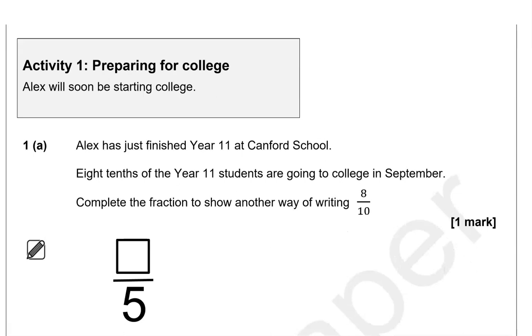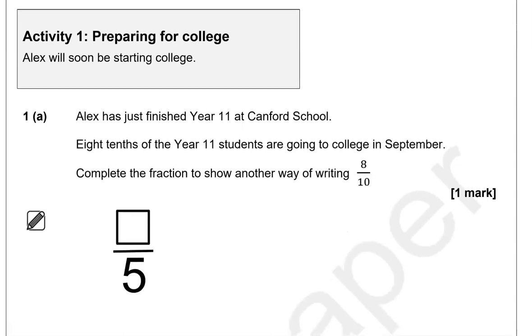Activity 1, preparing for college. Alex will soon be starting college. Alex has just finished year 11 at Comfort School. 8/10 of the year 11 students are going to college in September. Complete the fraction to show another way of writing 8/10.